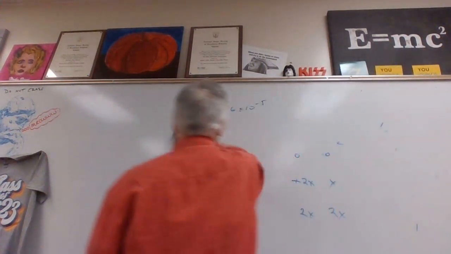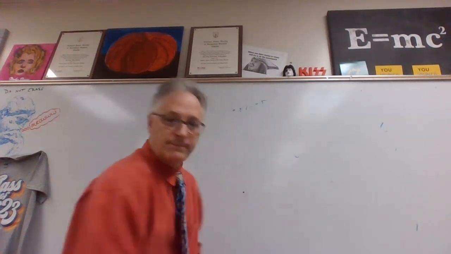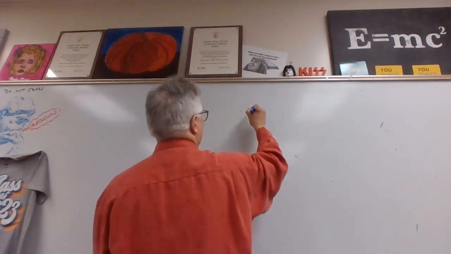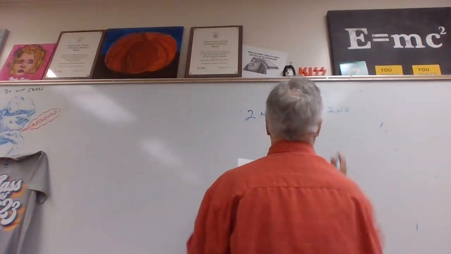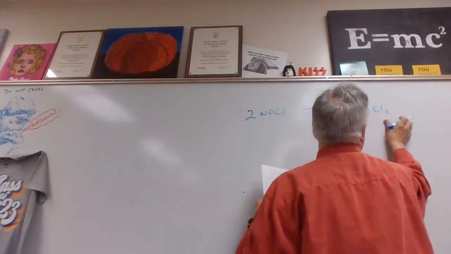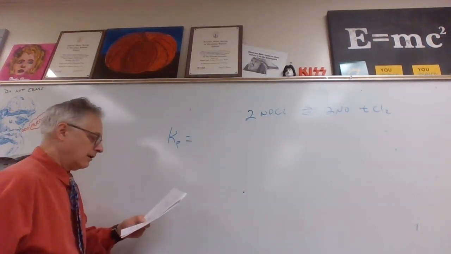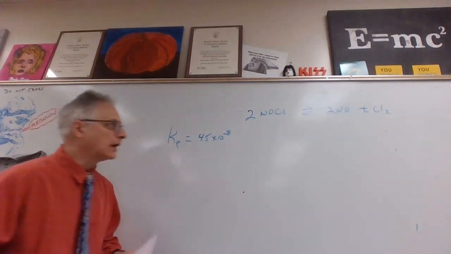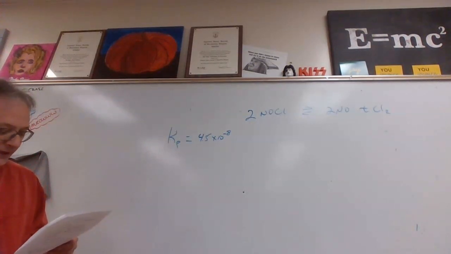Next question is the same reaction. Shouldn't have erased that. We have the same reaction, and we're going to talk about Kp. So we're going to have 2NOCl in equilibrium with 2NO plus Cl2. Now, Kp is 4.5 times 10 to the minus 8 for this reaction at this given temperature of 240 degrees C.